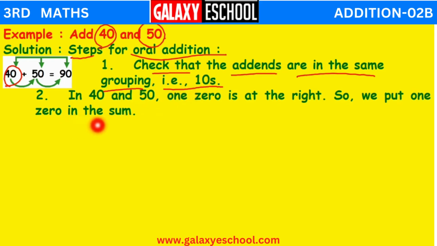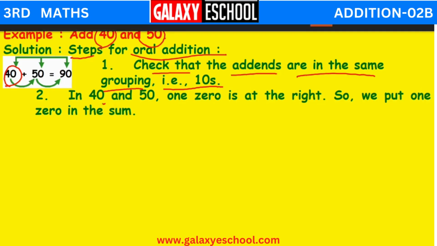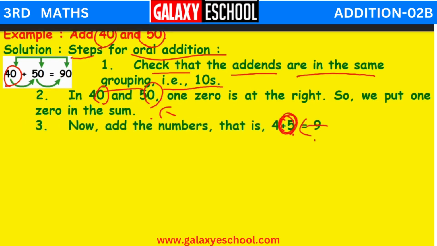And the second step will be: in 40 and 50, 0 is at the right, so we put 0 in the sum. If you look at 40 and 50, children, what is the similarity between both? Similarity means what is the same thing between both the numbers. 0. We have 0 in both the numbers, in the first place from the right. So in our answer as well, we'll have 0 in the first place from the right. That is the second step.